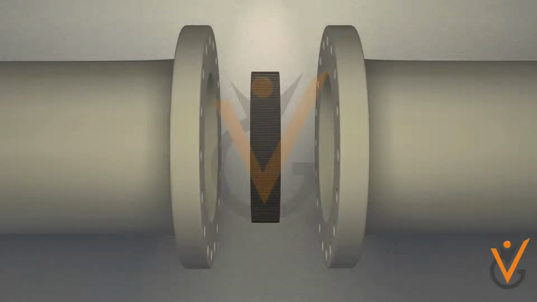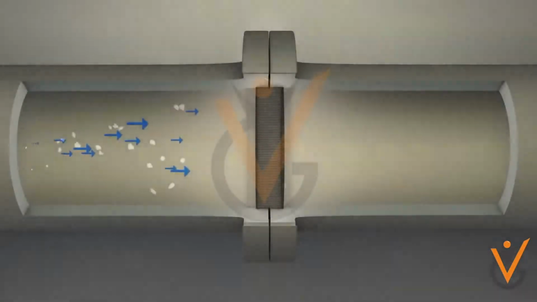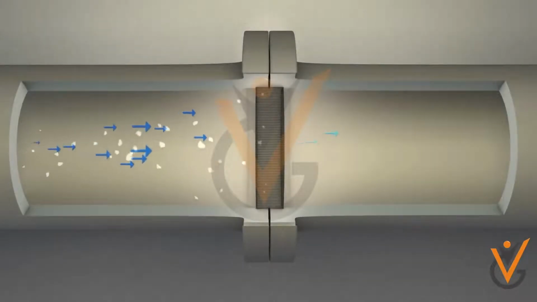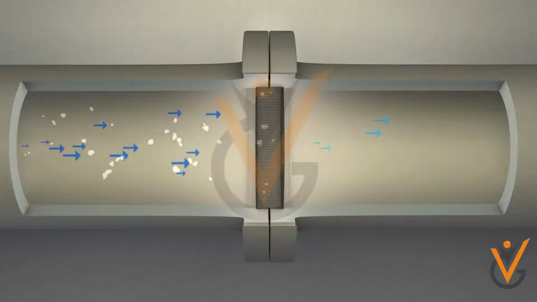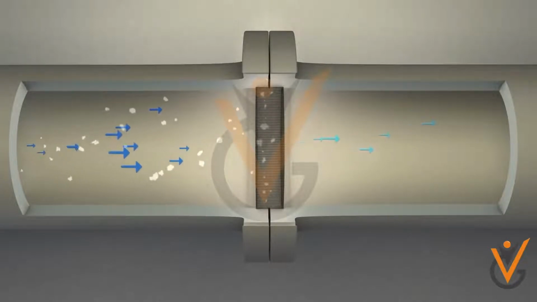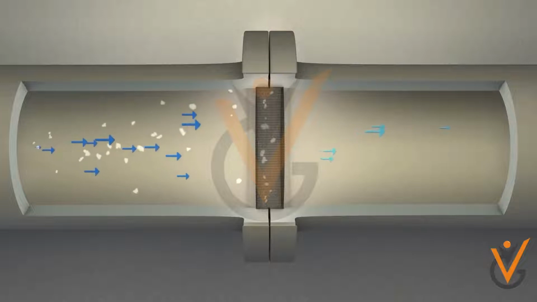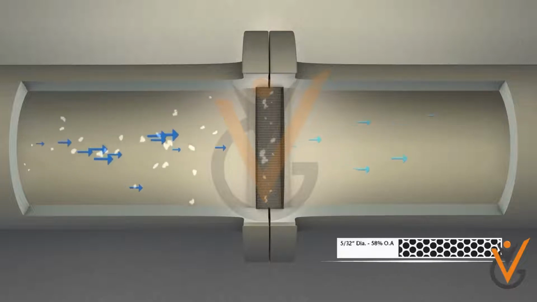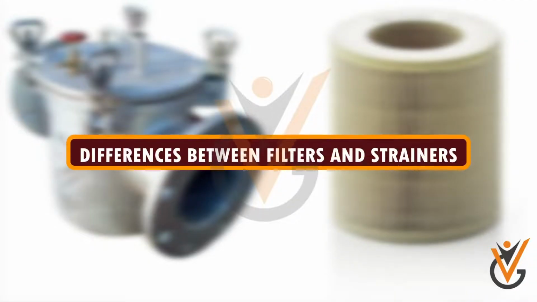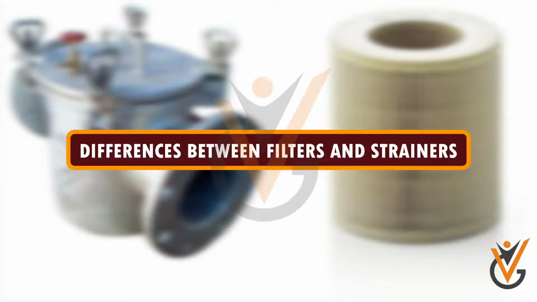Impurities must be kept from entering various systems by using proper industrial filters and strainers. Additionally, there are various systems on board ships that use filters, strainers, or both to keep the environment safe. Differences between filters and strainers.